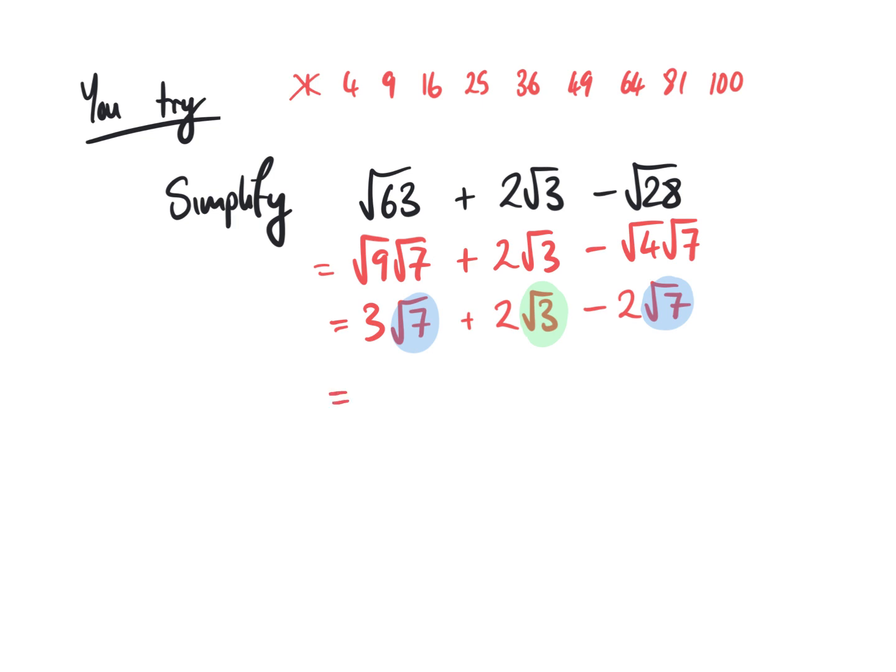So root 7s, I've got 3 lots of root 7, and it's take away 2 lots of root 7, which is 1 lot of root 7. And then here, that's the root 7s done, so they've been simplified to 1 lot of root 7, and now I've just got 2 root 3s left over, so plus 2 root 3s. And that's it fully simplified.